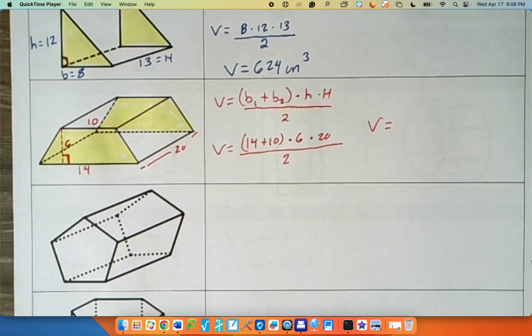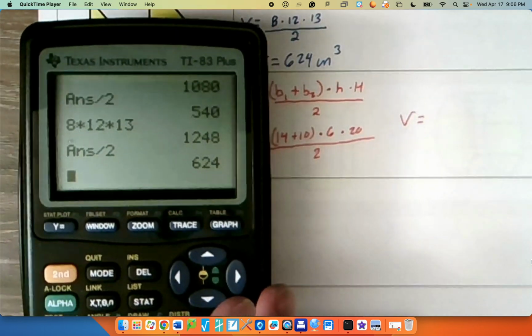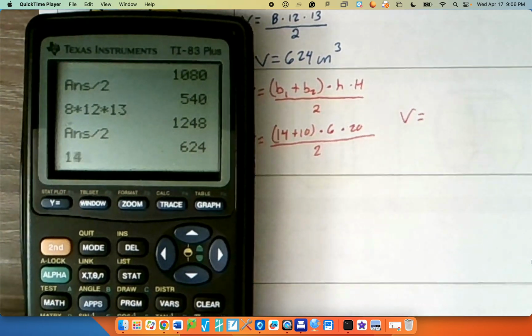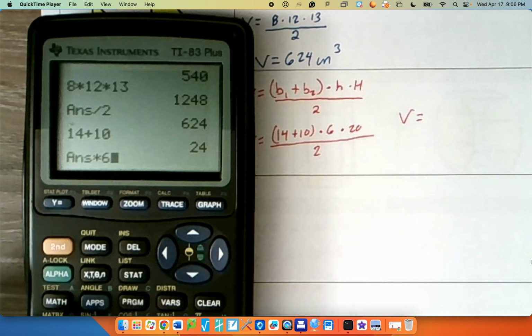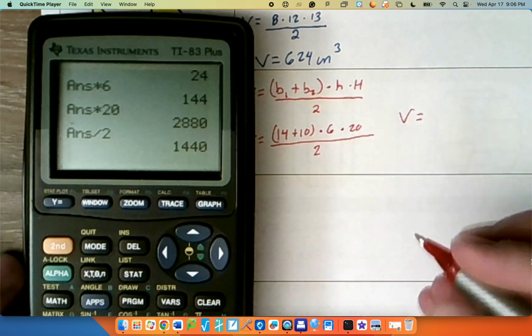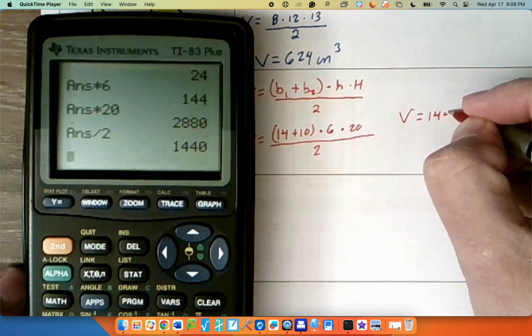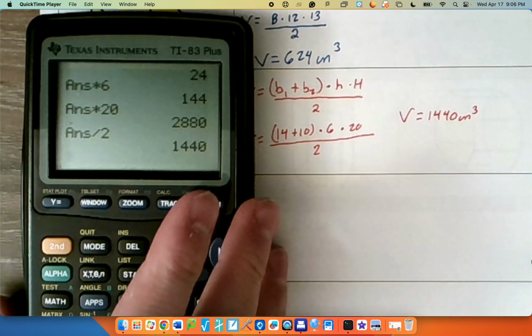This is the only one where we got to be very careful. We have to do that parentheses before we do anything else. So 14 plus 10. So I'm going to do that, get 24. Multiply the 6, multiply the 20, divide the 2, and we get 1440 units cubed worth of volume.